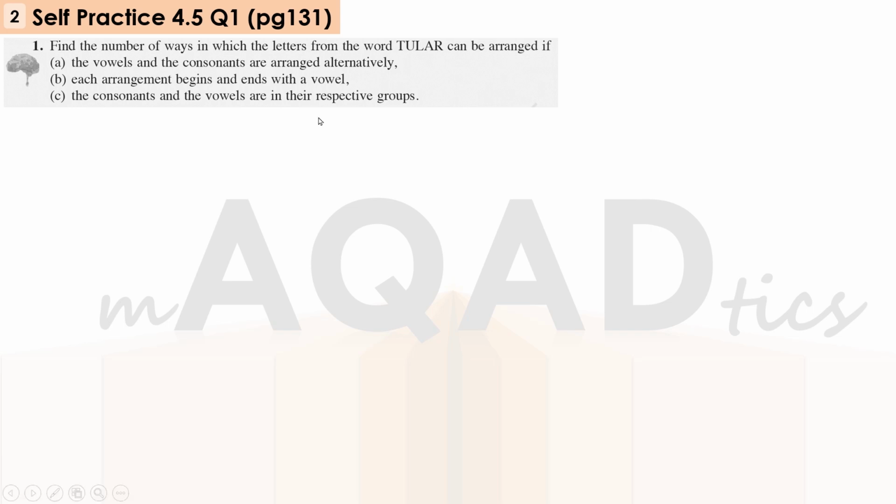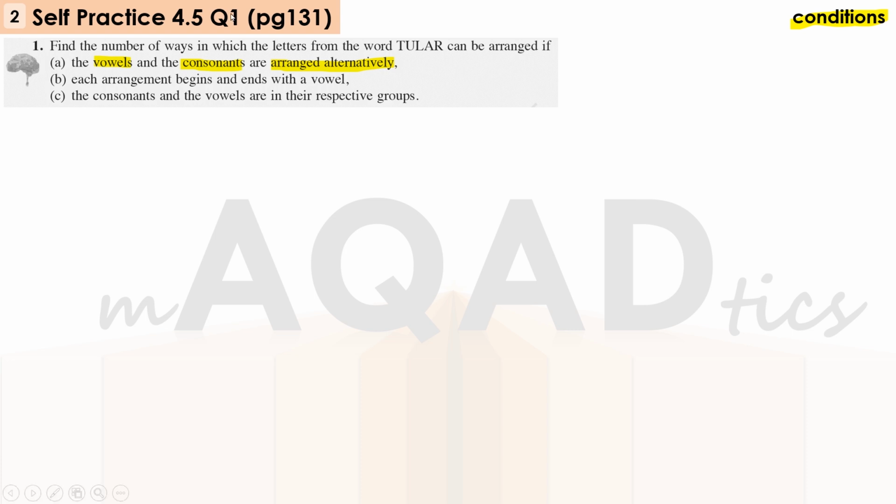Our second question, we have the word tular, and then we need to find the number of ways to arrange the letters according to these three conditions. The first condition is that vowels and consonants must be arranged alternately. This one, I would say, is one of the special cases that we discussed in the lesson 12 video. It is under the complex conditions. So the method is we need to use the space method.